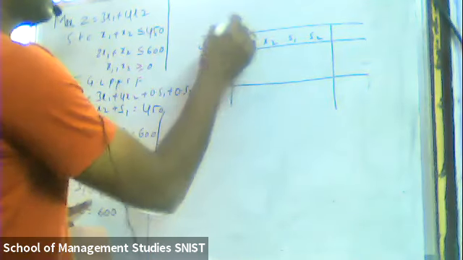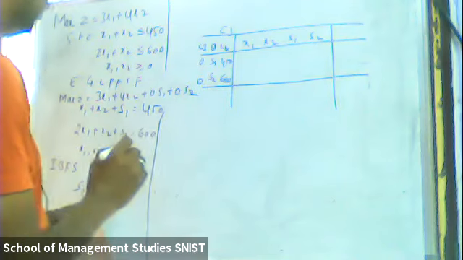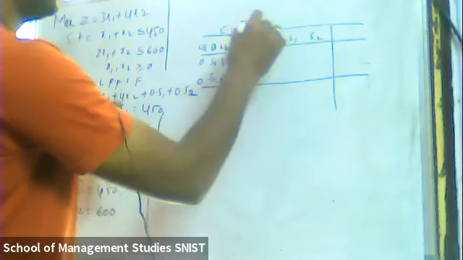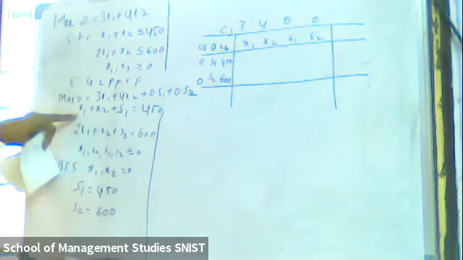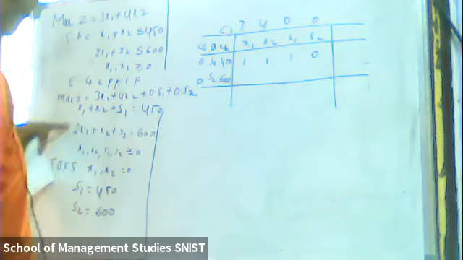Now the coefficient of x1 in the objective function, how much? 3. What about x2? 4. What about S1 and S2? 0, 0. Now the first constraint values, can any one of you tell me? 1, 1, 1, 0. What about the second one? 2, 1, 0, 1.